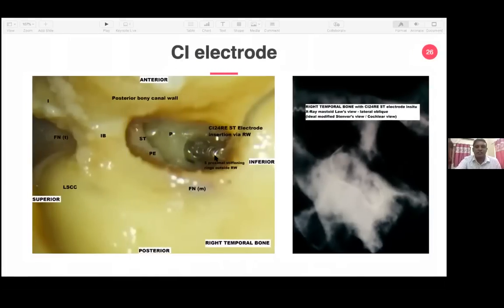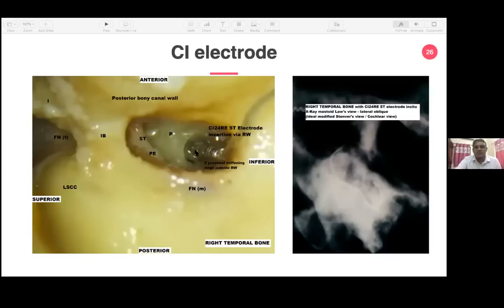Here we have inserted a cochlear electrode. This is by the Cochlear company. The specific electrode is the CI24RE ST. ST stands for straight electrode. So this is inserted via the round window membrane.